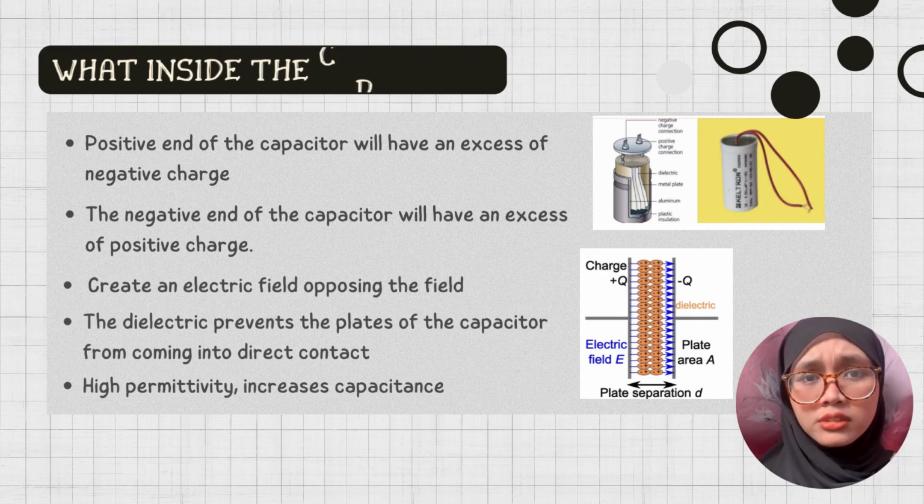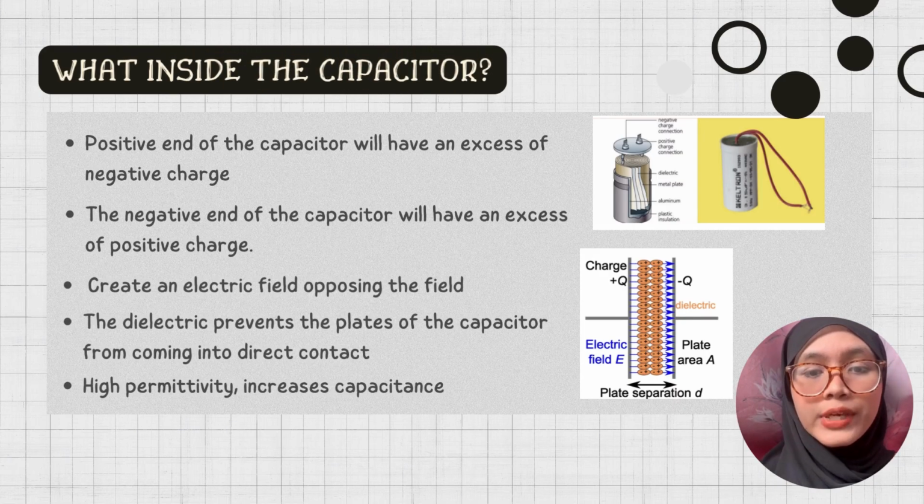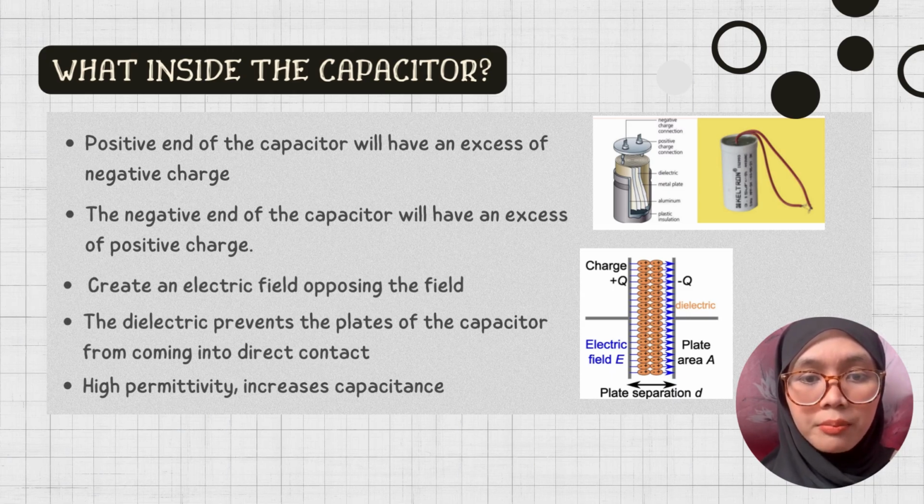Have you ever wondered what is inside a capacitor? If we look closely, we can see that capacitors have a negative charge connection, a positive charge connection, dielectric, metal plate, aluminium, and plastic insulation. So this is the outside part of a capacitor.